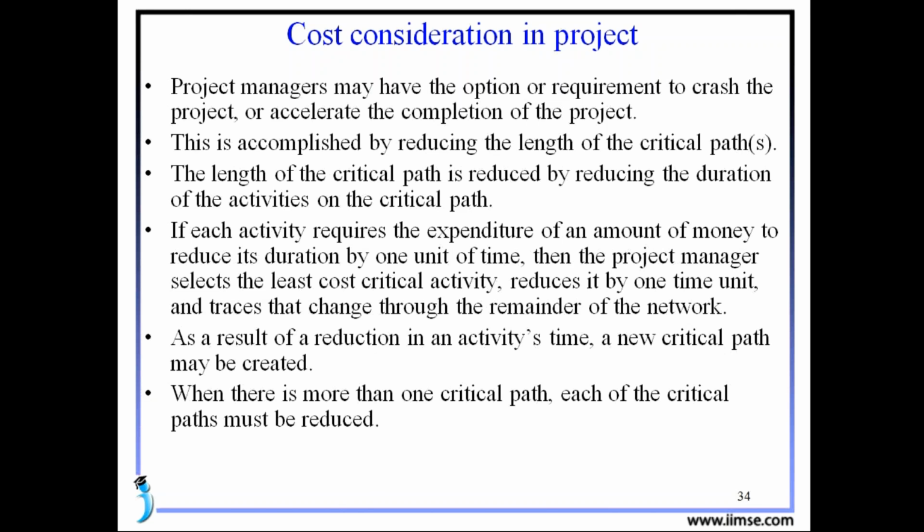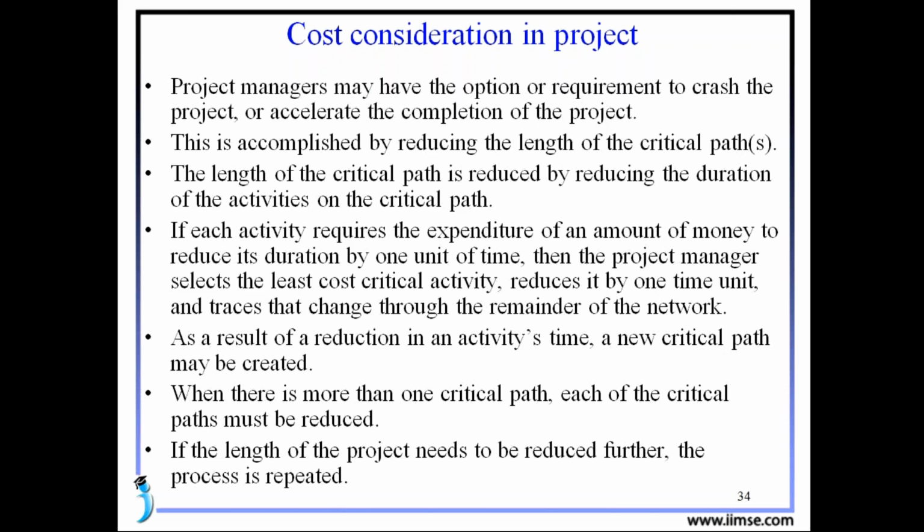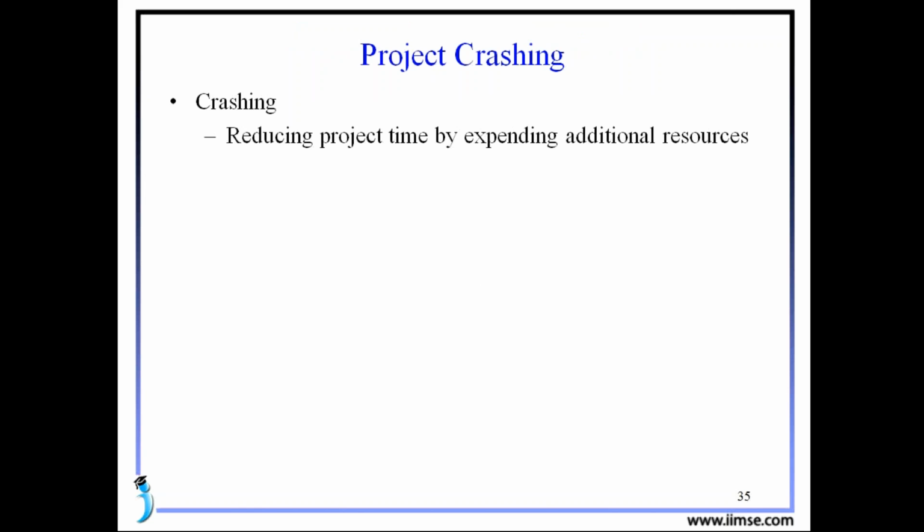That means in a project network, we may have more than one critical path also. If the length of the project needs to be reduced further, the process is repeated. See here, what is project crashing? Crashing means reducing project time by expending additional resources. That means adding extra resources, and then automatically the project cost may vary.